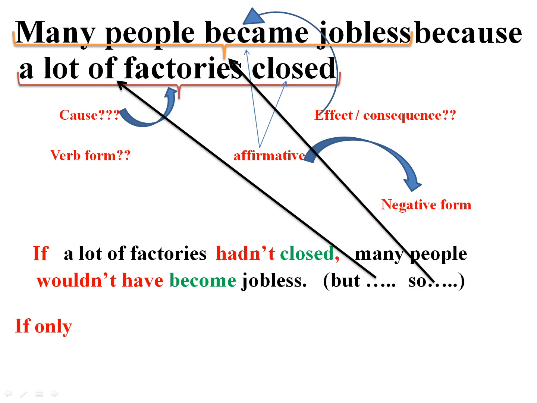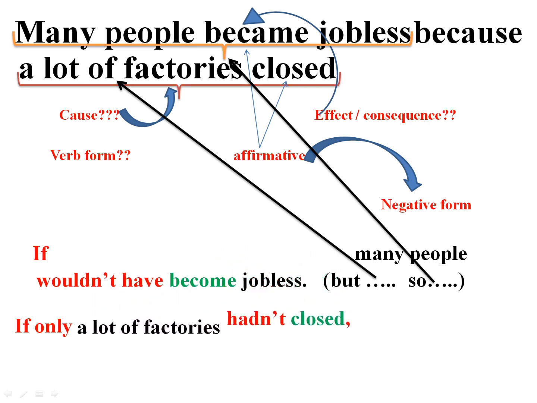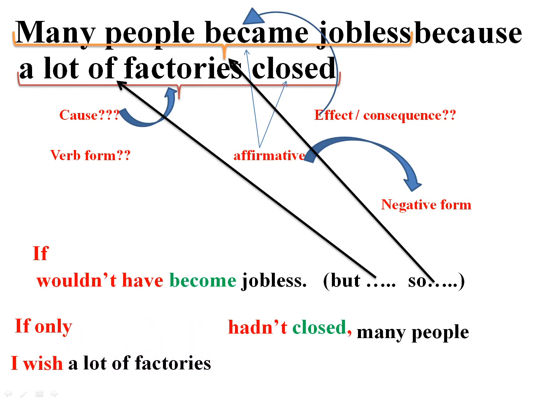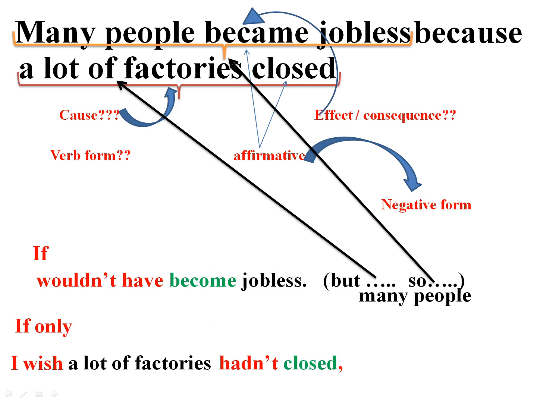With if only, the sentence is not going to be different. So if only a lot of factories hadn't closed. Okay, you see, it's the same form. If only a lot of factories hadn't closed, many people wouldn't have become jobless. With I wish, for example, again the same thing. I wish a lot of factories hadn't closed. Then many people wouldn't have become jobless. Great. Another example again. Stephanie lost the keys, so she stayed out all night.